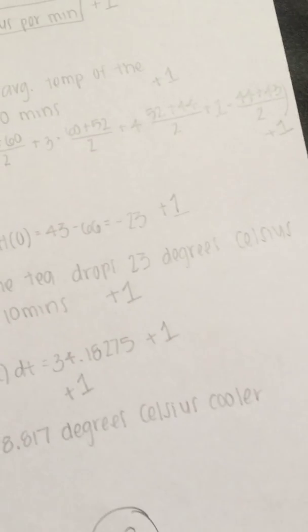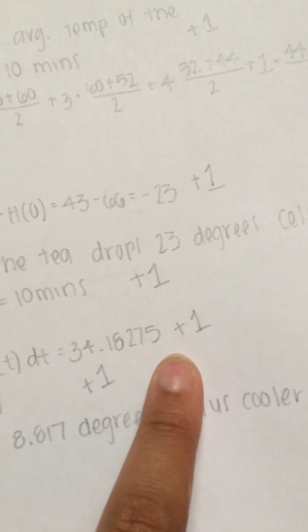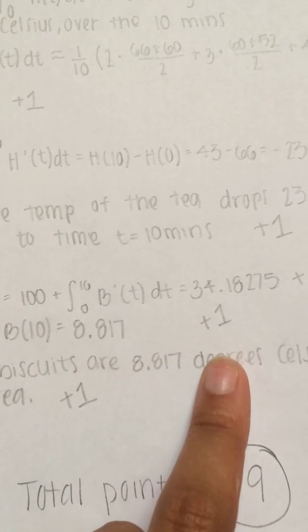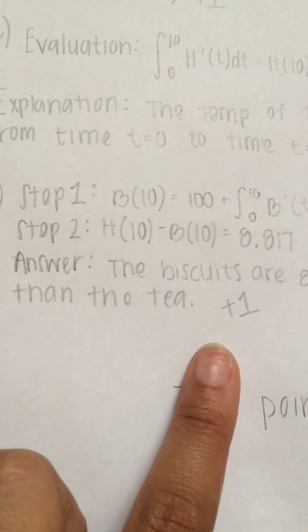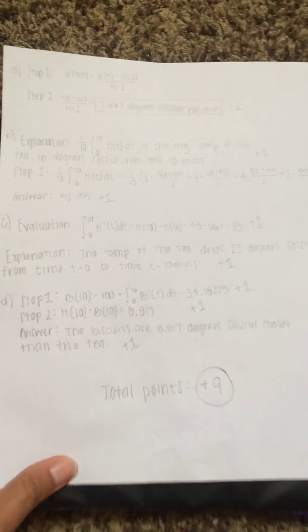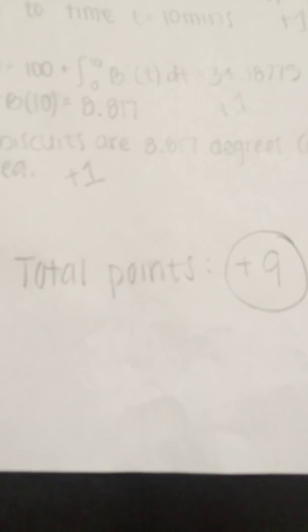So for 2D, you get 1 point for the integral. You get another point for using B(0) = 100. And then you get another point for your answer. So at the end of this whole problem, you're going to get a total of 9 points.